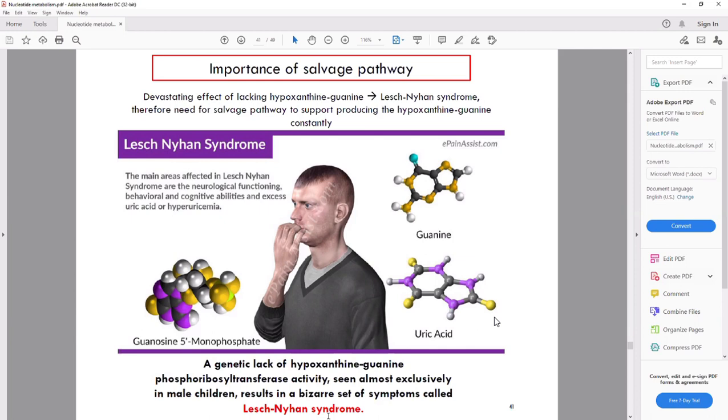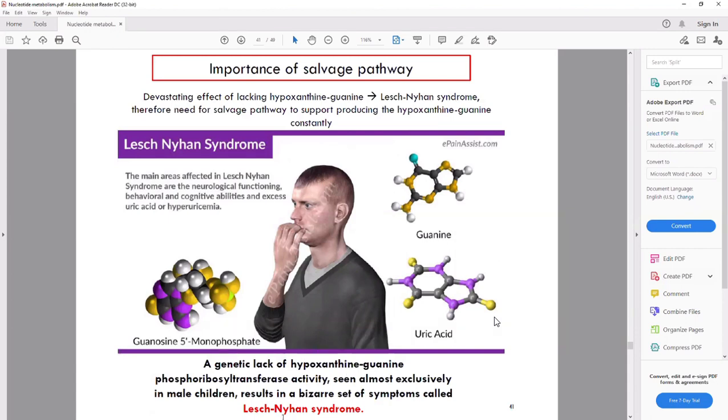So this intermediate cannot be utilized. So the concentration will rise, and it's going to increase the production of uric acid. This led to Lesch-Nyhan syndrome. People that have this genetic problem will have neurological problems, which is reflected in behavior and cognitive abilities, and also in the excessive production of uric acid.